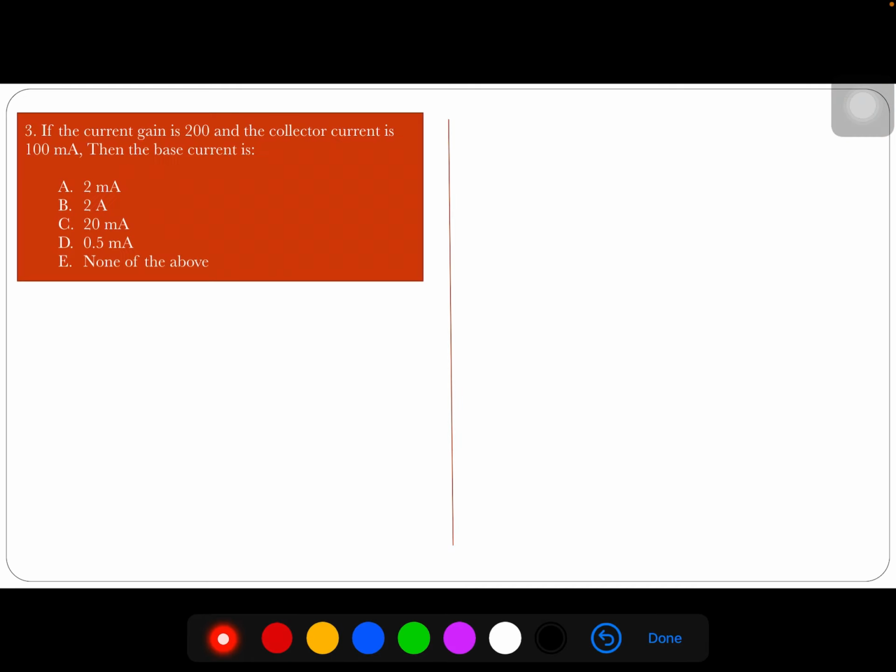Next question. If the current gain is 200 and the collector current is 100 milliampere, then the base current is. So basically in BJT, we have three configurations. One is common base. In case of common base, alpha is the current gain and the formula of alpha is given by IC upon IE. You must remember it. You can remember it by a shortcut or a strategy that if it is a common base, then the base current will not come into the formula.